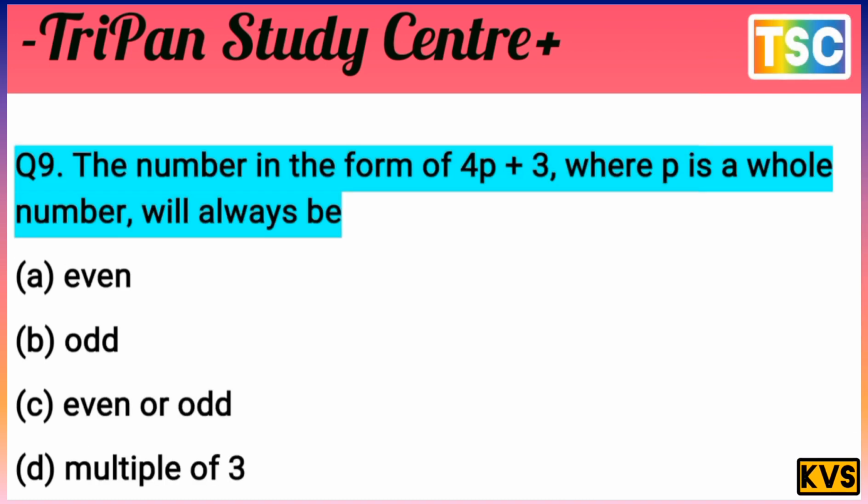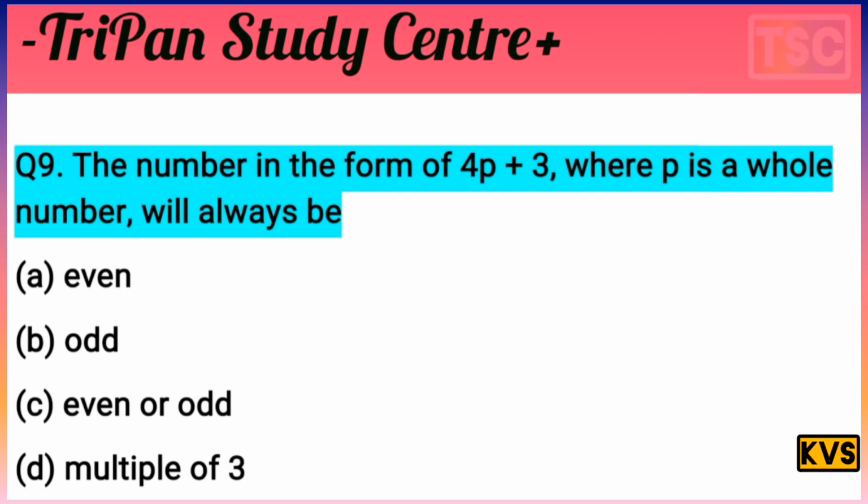The next question arrives here. The number is of the form 4p plus 3, where p is a whole number. Will always be? Option A even, option B odd, option C even or odd, and D multiple of 3. But first of all, check your knowledge for the MCQ. I give you a few seconds. You must have a thought of your answer. Let's see what the answer is.